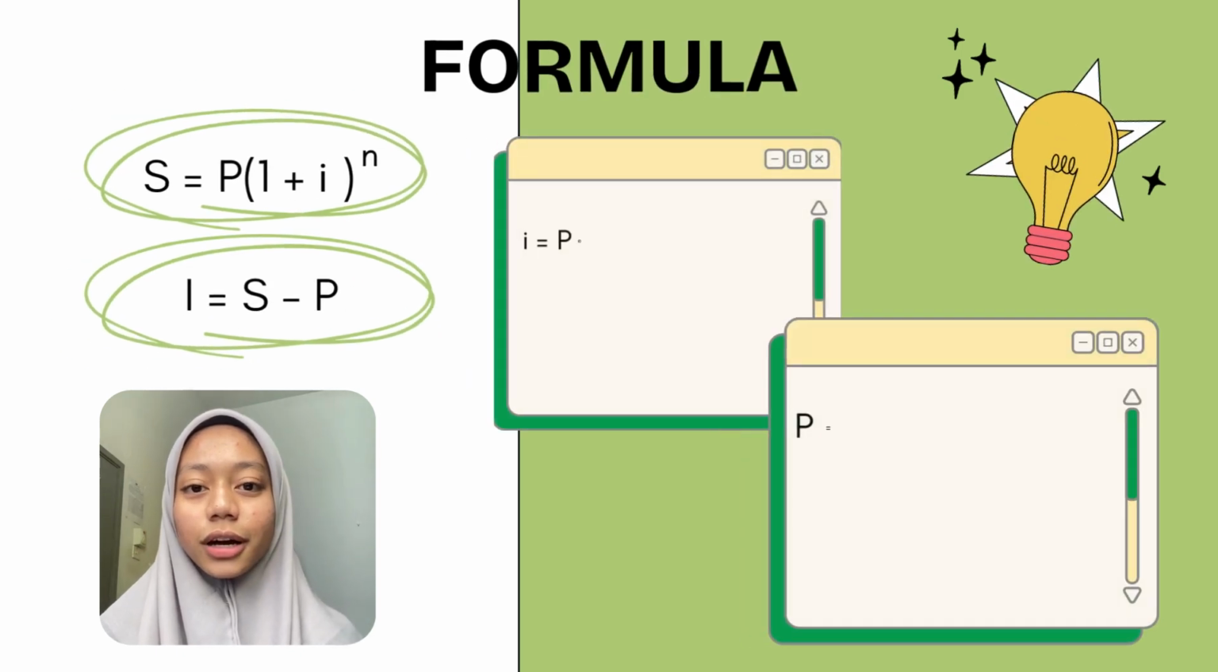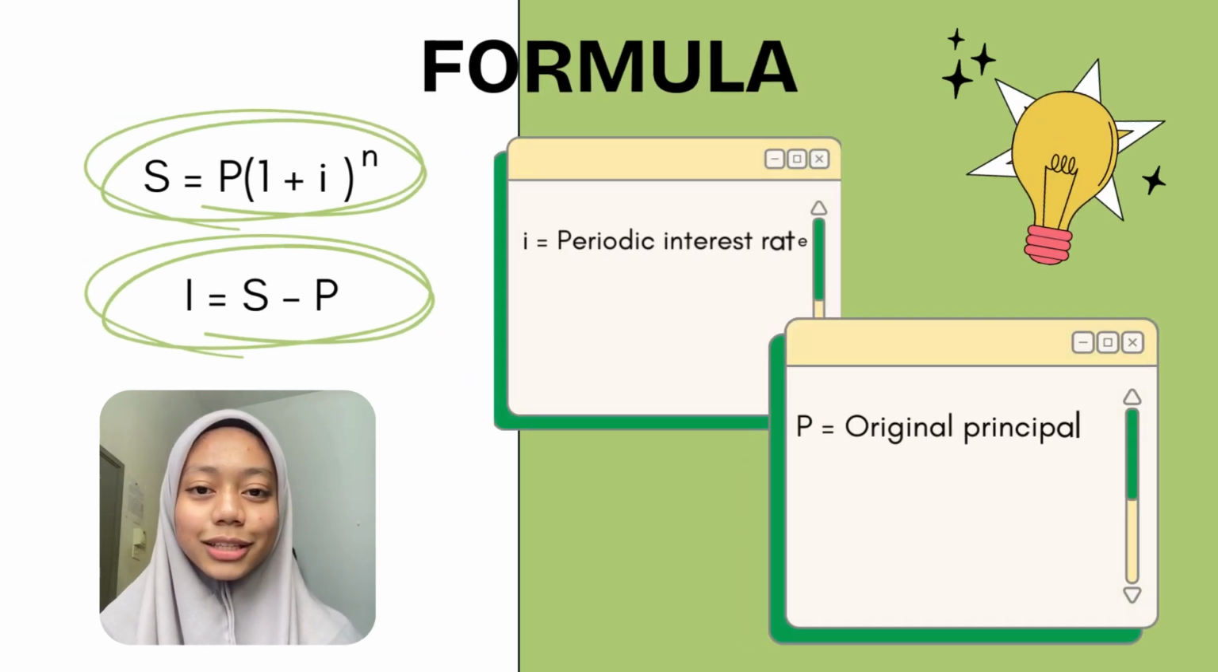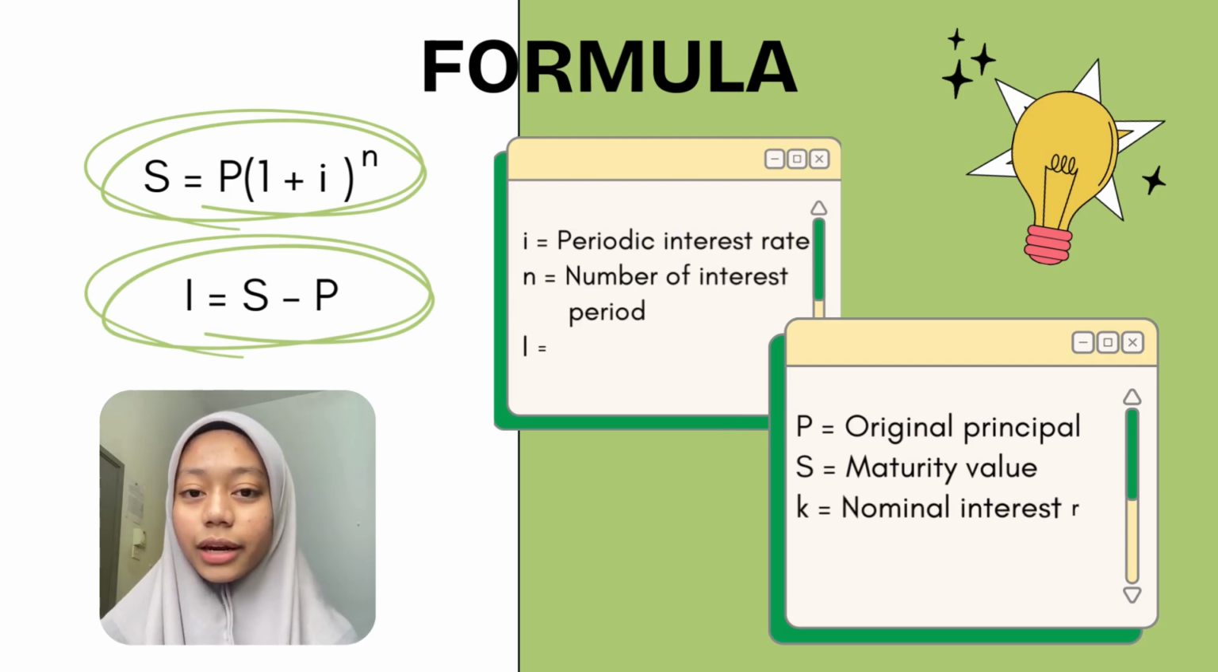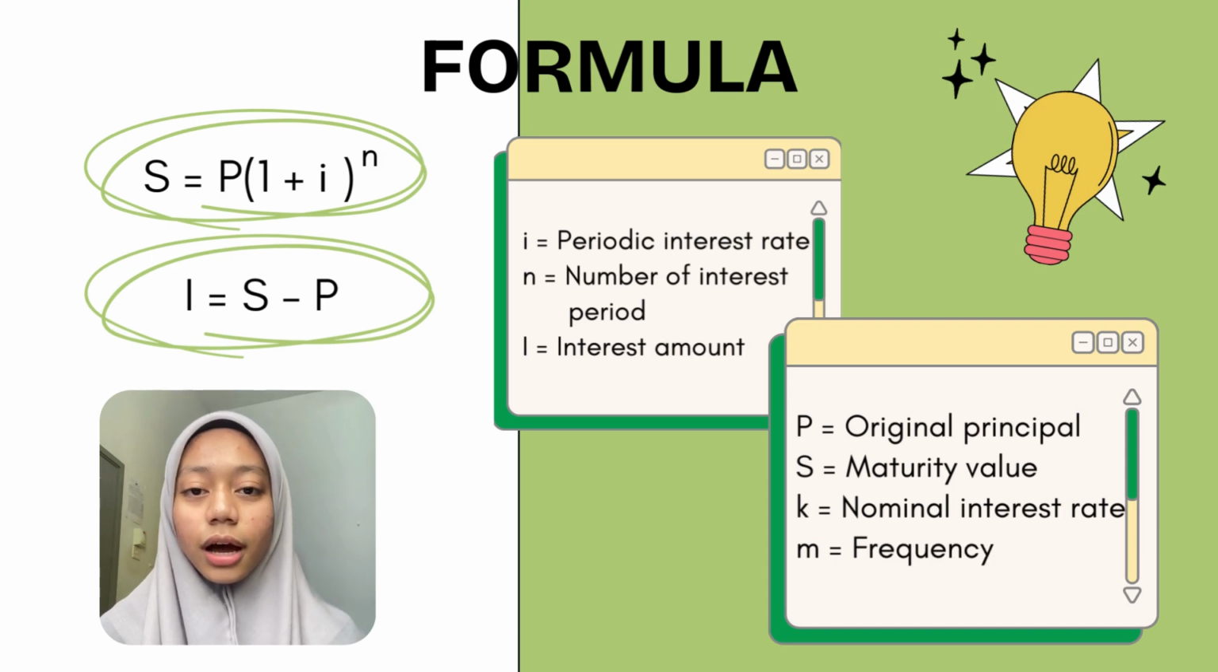These are the formulas for compound interest. S equals P bracket 1 plus i bracket power of n. To find the interest amount, I equals S minus P. Lowercase i means periodic interest rate. Lowercase n means number of interest periods. Capital I means interest amount. P, original principal. S, maturity value. K, nominal interest rate. Last but not least, m is frequency.